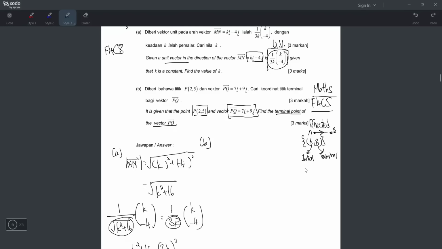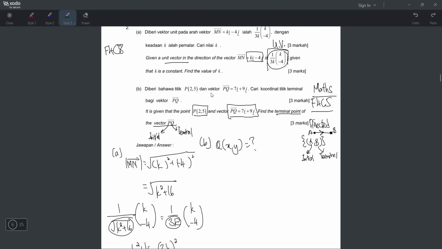Okay, but this is out of topic already. Let's come back to the vector question. They want to find the terminal point, right? What's the meaning of terminal? It means the ending point. They want to find the terminal point of vector PQ. P will be the initial point, and Q will be the terminal point. So if they say find the terminal point of vector PQ, it means they are asking you to find point Q.